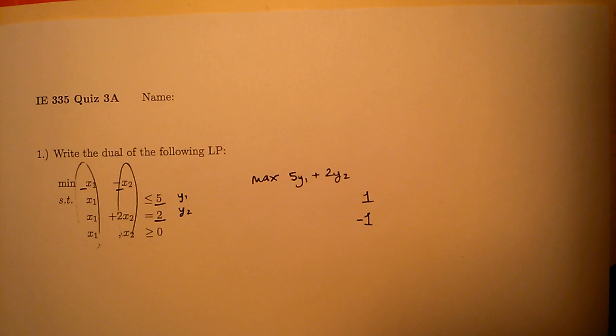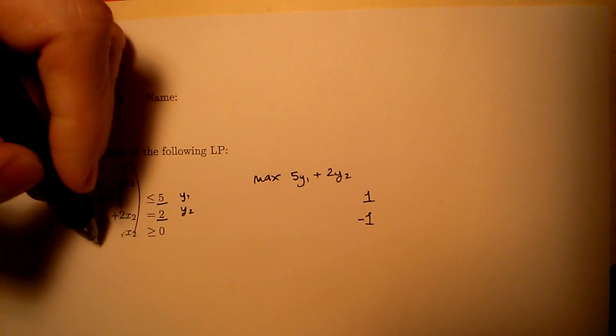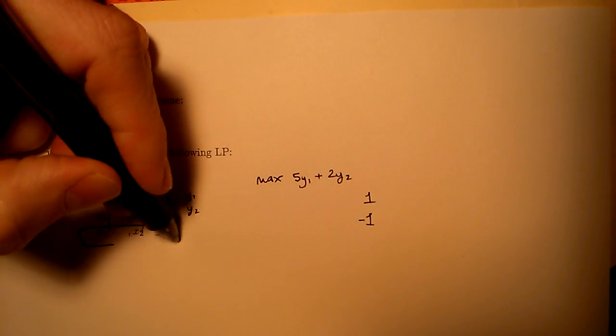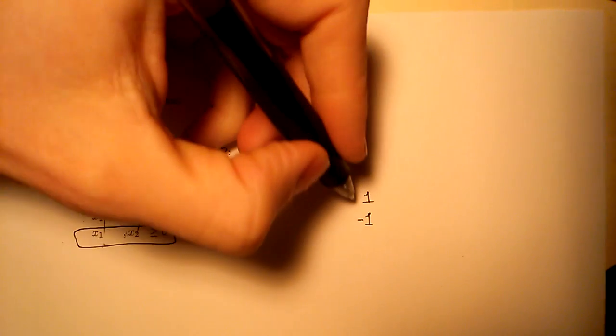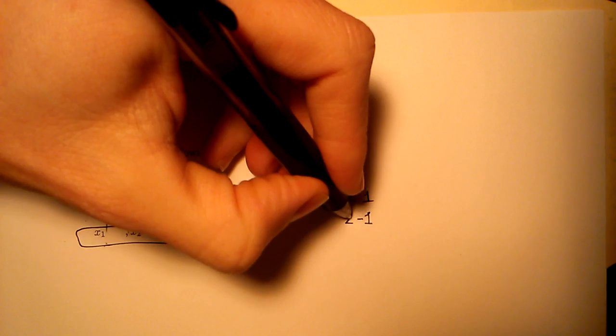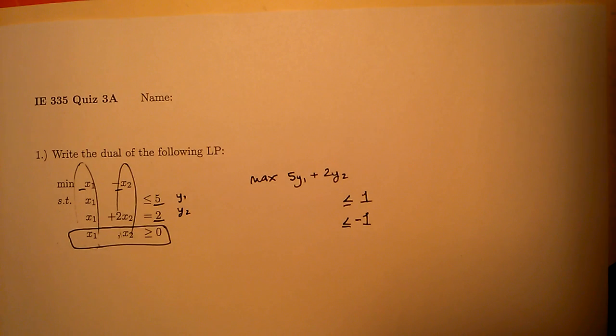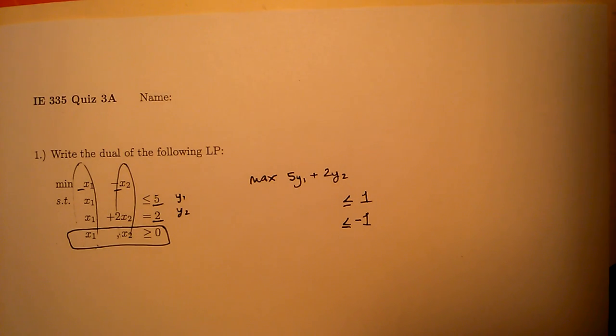Okay? The next thing I do is try to determine the types of these constraints for the dual. The types of constraints in the dual are determined by the types of decision variables in the primal. So in the primal we have two decision variables. Both of them are non-negative, which we said are normal decision variables. This means in my dual I'm going to have normal constraints, which for a maximized problem are less than or equal to constraints.